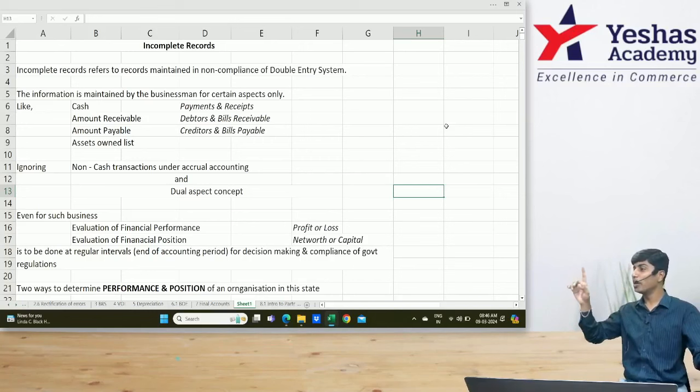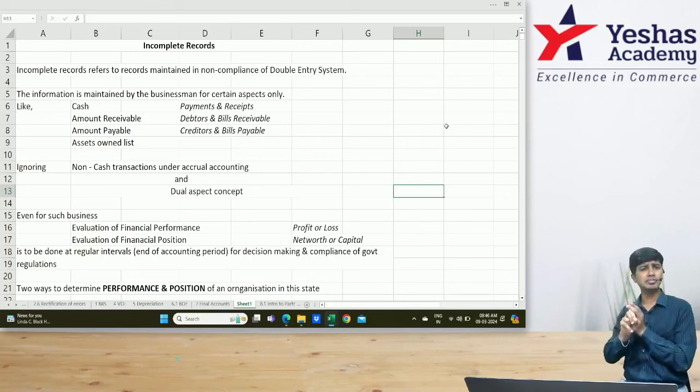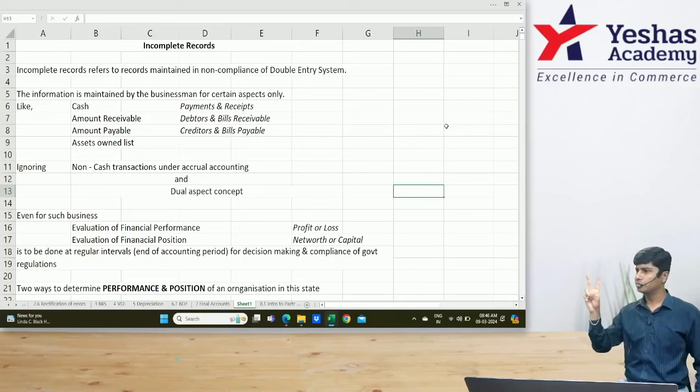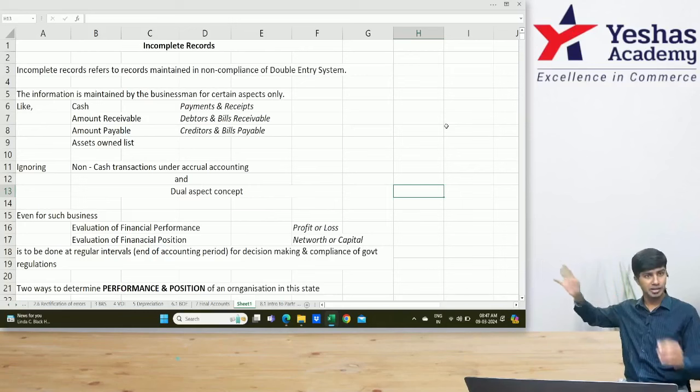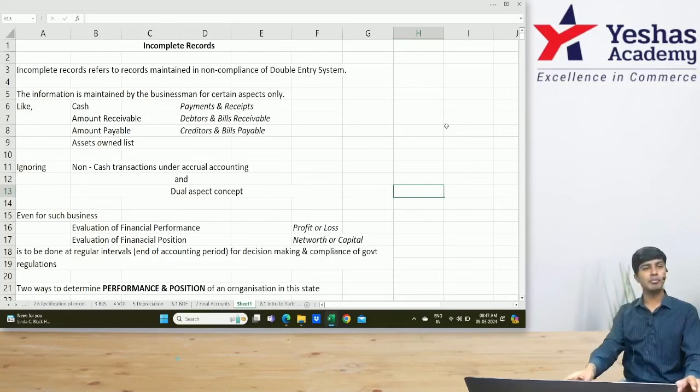So you understand? One is temporary solution. What is temporary solution? What is permanent solution? Very good. If you convert it to double entry, next year also you will convert the double entry. The base is there for you to continue with the double entry system. What is going to take more time? Conversion of single entry to double entry.